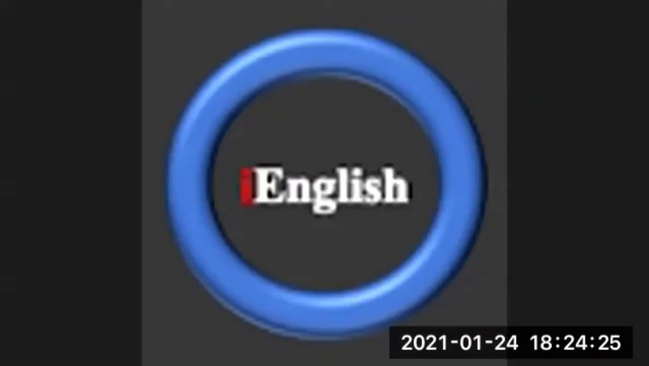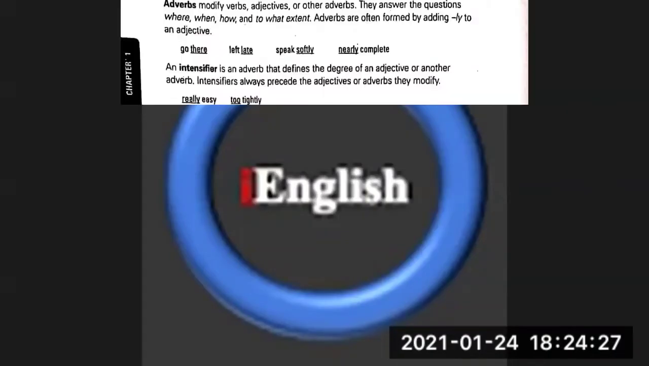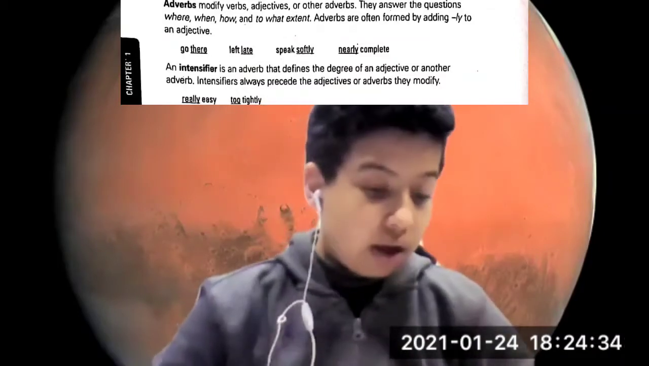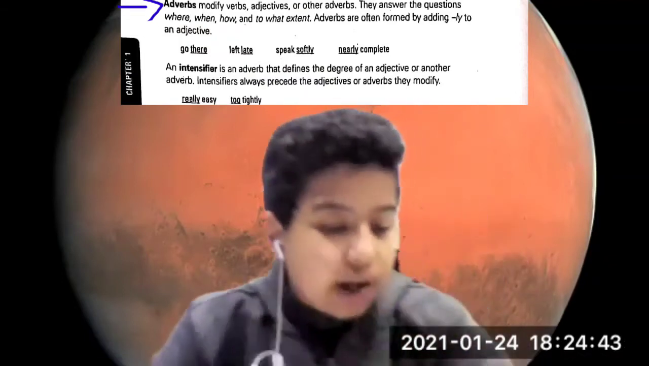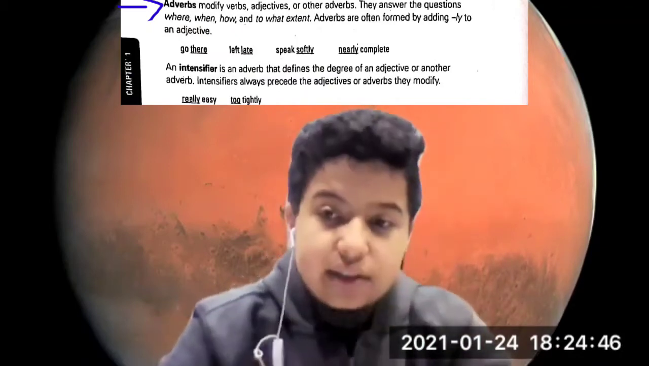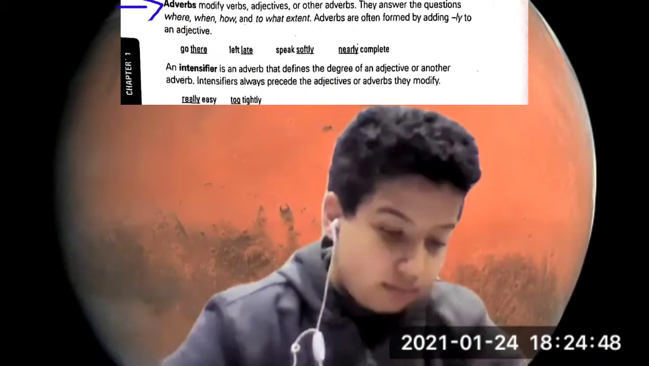Alright, now we have on our agenda adverbs, page 16. All right. I'm on page 16 now. Will you please read for us the rules? The new structure. Sure thing. Right. Adverbs modify verbs, adjectives, or other adverbs. They answer the questions where, when, how, and to what extent. Okay? Right. Okay.